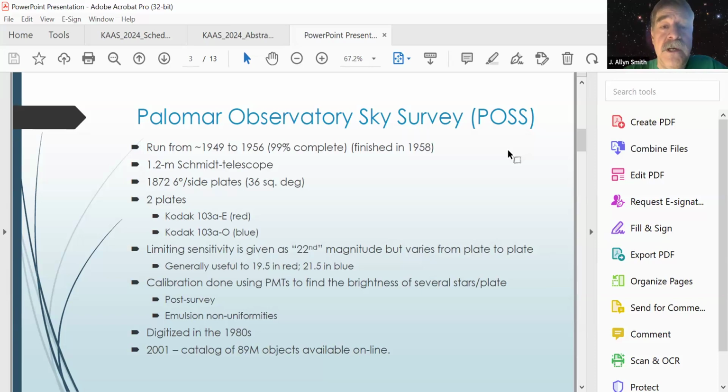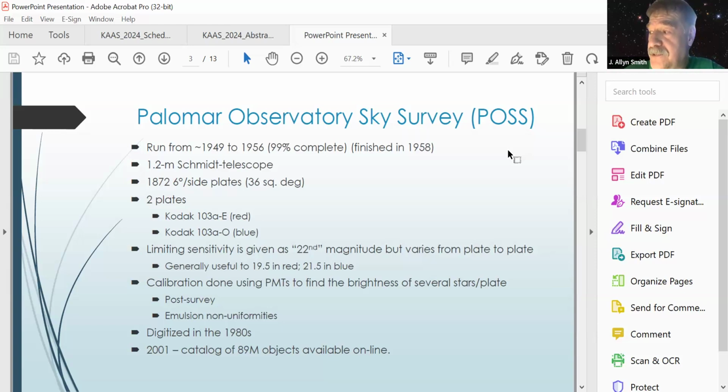The calibration was done using eventually photomultiplier tubes that would image 2 or 3 or 4 bright stars, or relatively bright stars, per plate. And you assume the plates were linear, which is not necessarily the case. Most of it was done post-survey, and there were emulsion non-uniformities you had to deal with, where there could be up to a 10, in some cases 20% sensitivity issue around each individual plate.